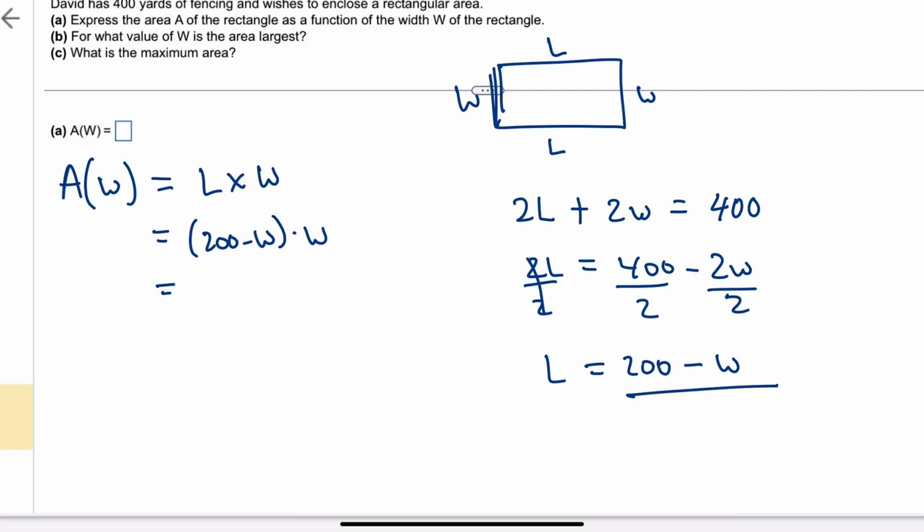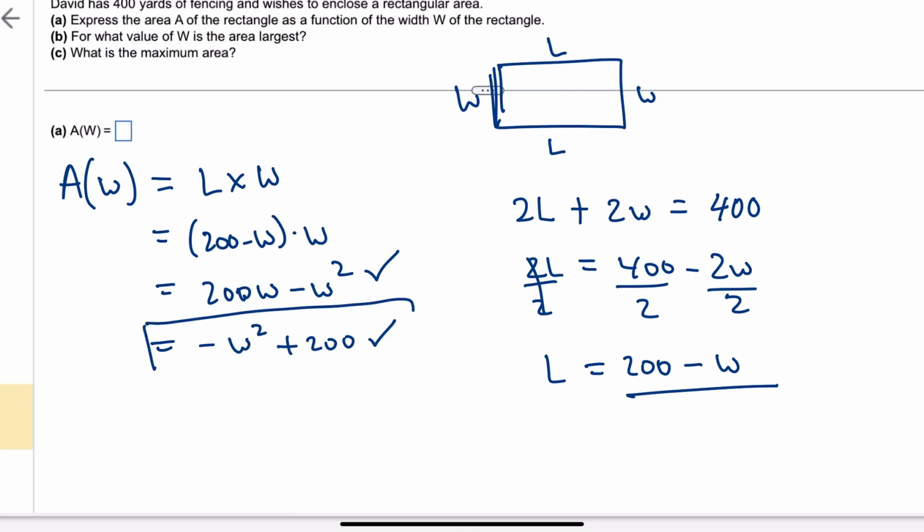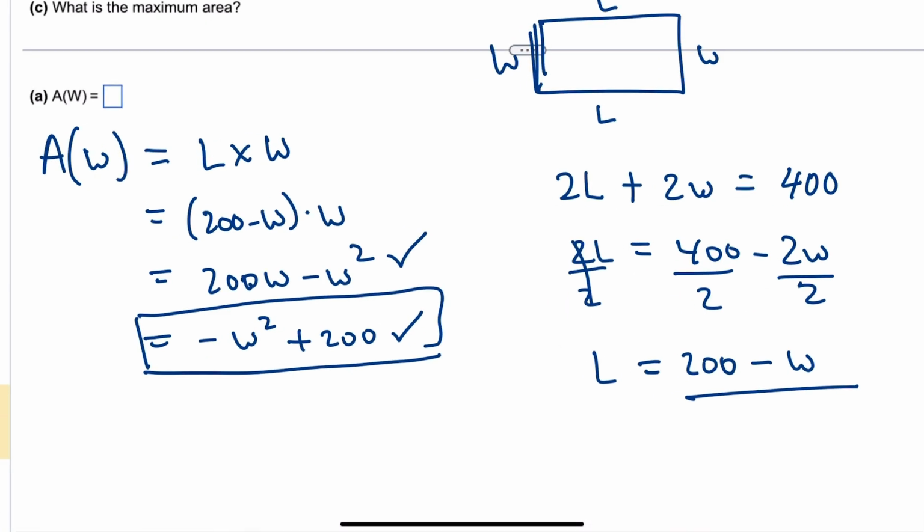Okay. So this is kind of already the answer, but it's not good manners to leave it like this. So this is 200W minus W squared. And usually you want your W squared, or whatever has the highest power, to be first. So that's like putting it in order, right? So negative W squared plus 200W. This is correct, but this is better, right? So that's what we're going to box. That's our real answer right there. Look at that. I almost forgot the W.